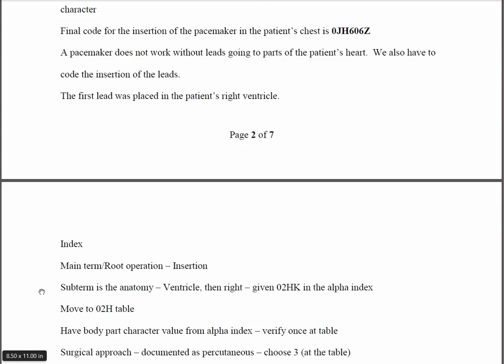So we're going to index the main term in the alpha index of the ICD-10 PCS coding manual. We'll index the main term of insertion. Then the subterm is the anatomy, which is ventricle, right. We're given 02HK in the alpha.